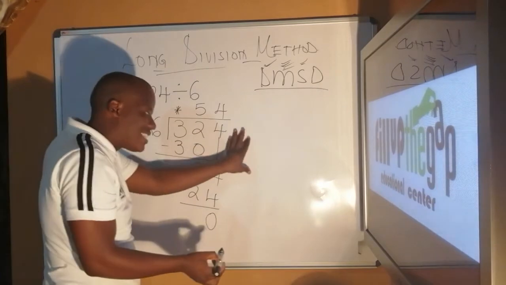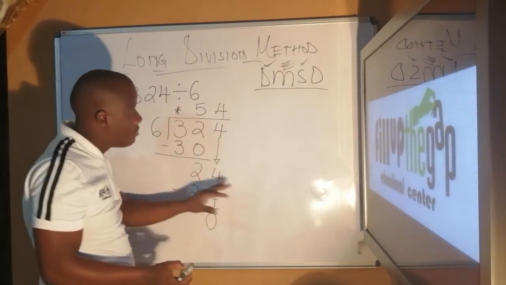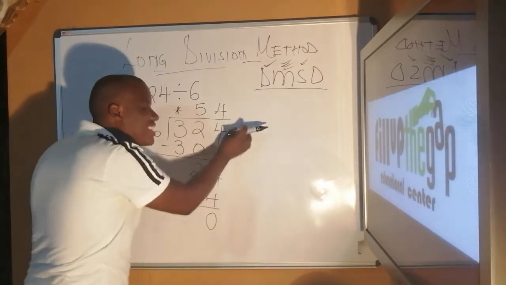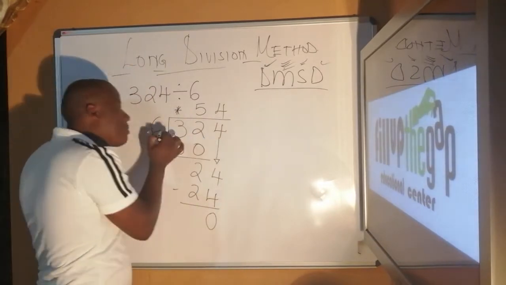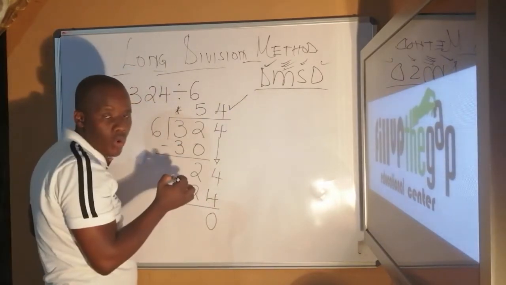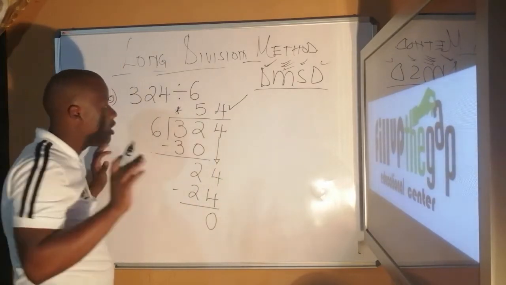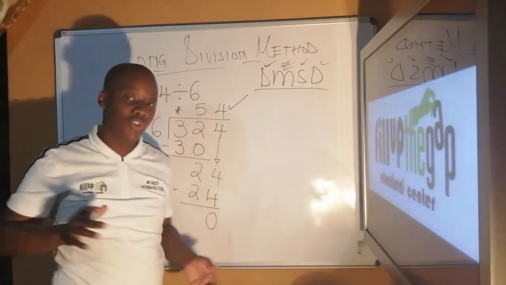Okay, and because there is nothing here, it means we are done with what we've been doing, because there is nothing to drag. So that means 324 divided by 6 is 54. That is the implication. Alright? You may pause the video to copy, but I'm continuing.